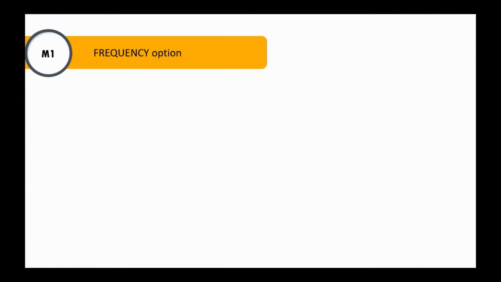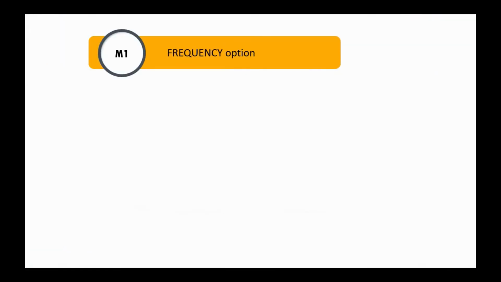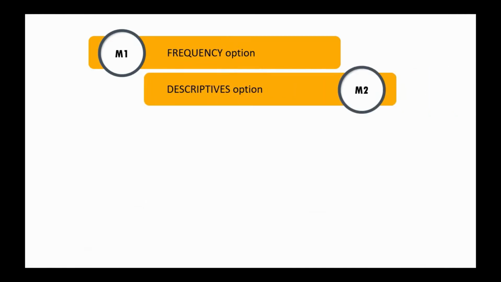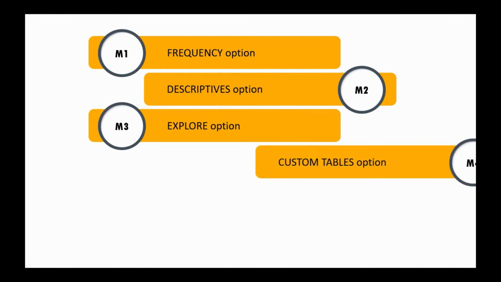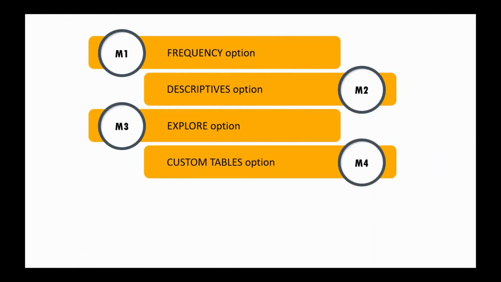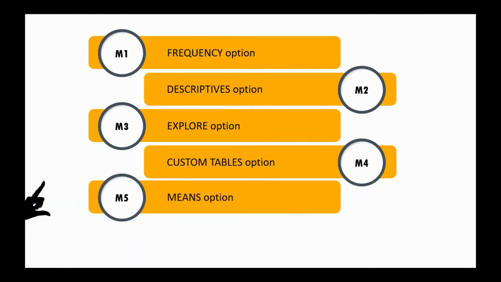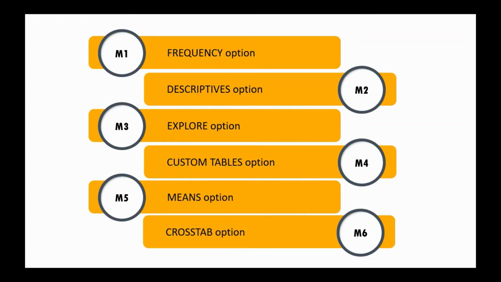Let's jump right in. The first method I will use is the frequency table, and the second method is using the DESCRIPTIVES function. The third method is using the explore function. The fourth method is using custom tables function. The fifth method is using the means function. And lastly, I'll use the cross-tabulation function as the sixth method. For each method, I'll describe its unique purpose and a potential drawback so that you can decide which method is most ideal for your own task.